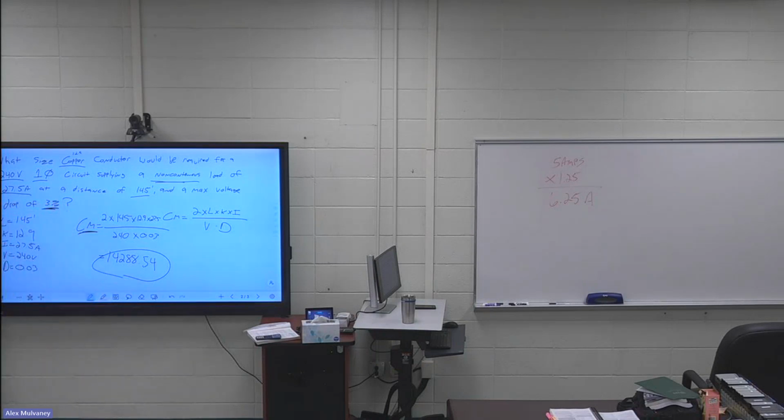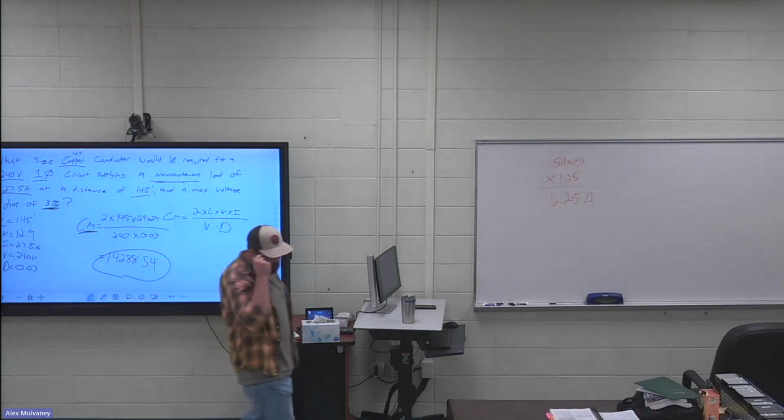So again, what is that? That is a size of wire. So where do we go to look for size of wire? Chapter 9, Table 8. So everybody turn to Chapter 9, Table 8.